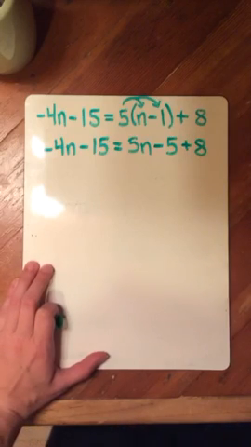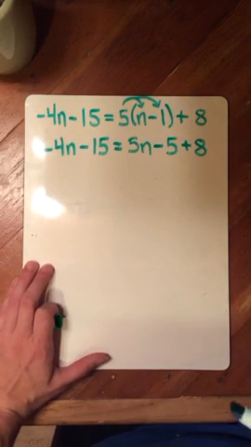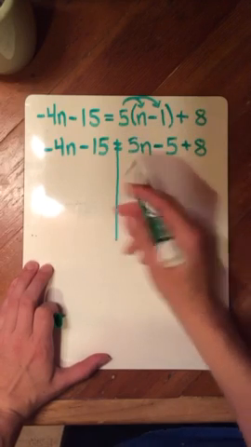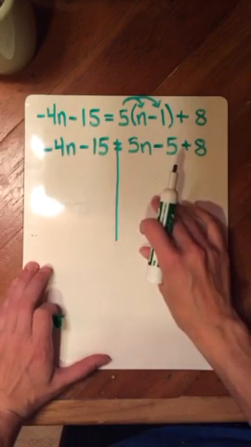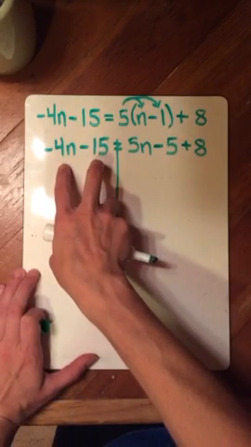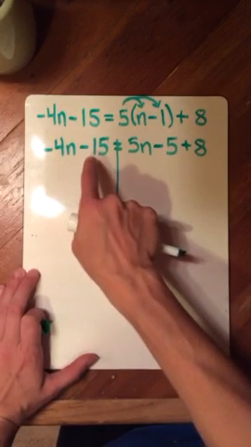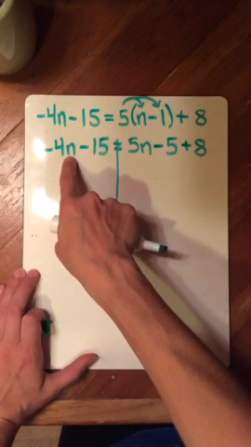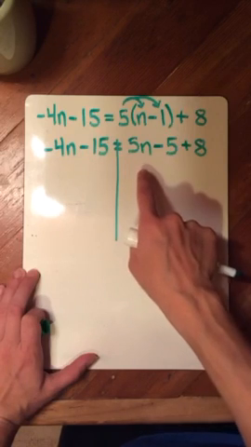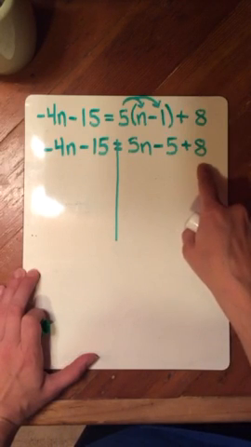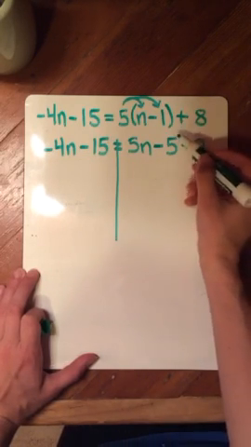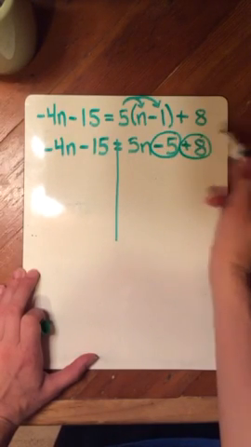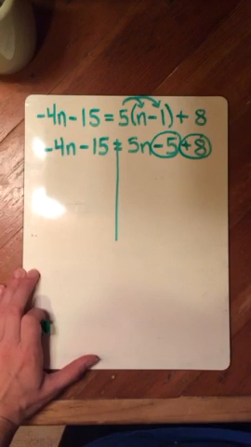Step 2 is to combine like terms on both sides of the equal sign. I'm going to draw a straight line down the equal sign to separate between a left side and a right side. On the left side, we have two terms, negative 4n and negative 15. These are not like terms because one has a variable and one does not. However, on the right side of the equal sign, we have like terms. Negative 5 and positive 8 are both constants, so they are both like terms.